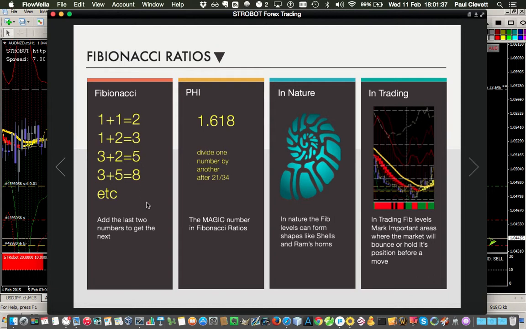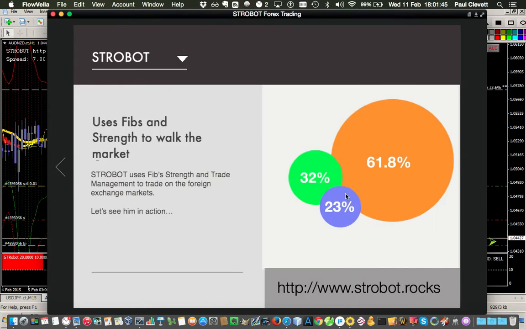With STRobot, what we do is we do something using the 1.618. Now remember that number, because it's very important. Your whole life depends on it. So we use fibs and strength to walk around the market.